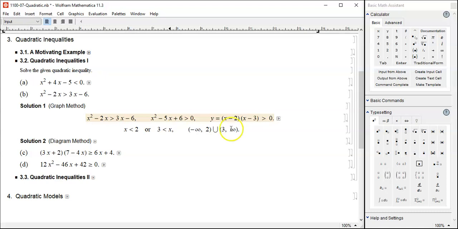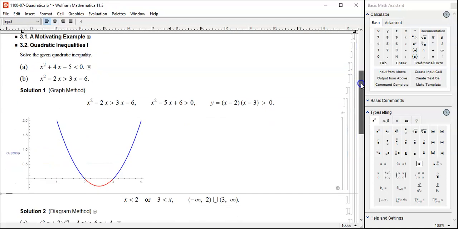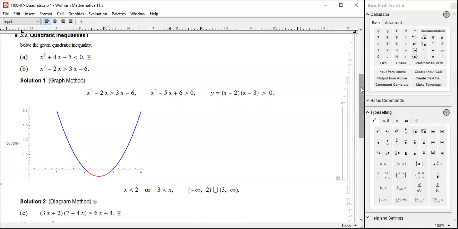So y is greater than 0. What does it mean by that? The y coordinate is greater than 0. That means the graph should be above the x-axis. I want here to the left or there to the right, not in the middle. So exclude the middle part. This part, x is less than 2, or that part in the right, x is greater than 3. Putting together in interval notation like this: negative infinity to 2, union 3 to infinity.